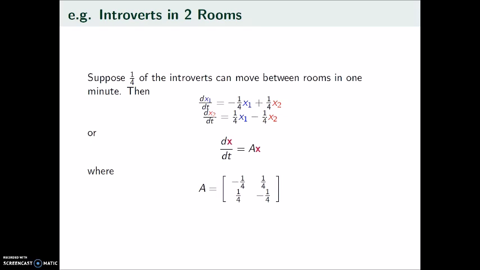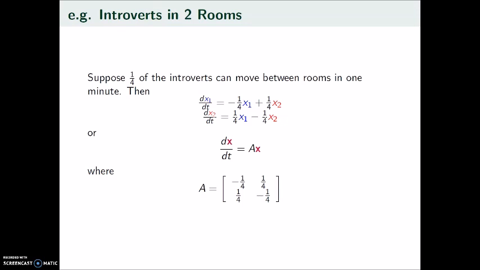We can describe this using a system of vector equations. So we can have x as the vector of x1 and x2, and dx/dt is the vector dx1/dt, dx2/dt. So that describes the rate of change. And we can set them equal to each other if we multiply by this matrix A, where you can see the matrix A below is just the constants in this system.